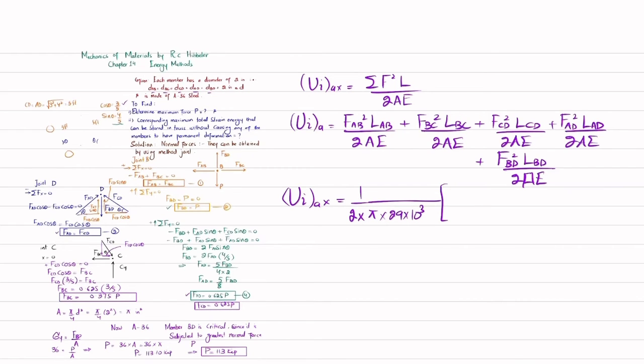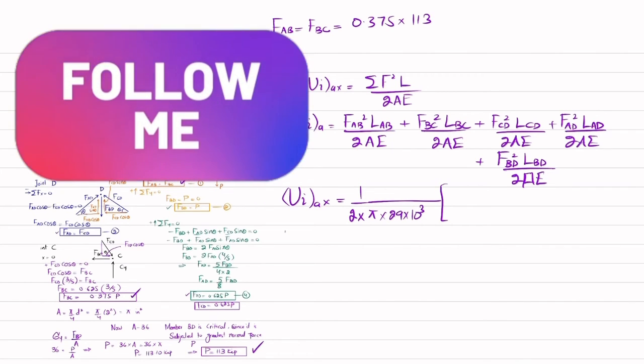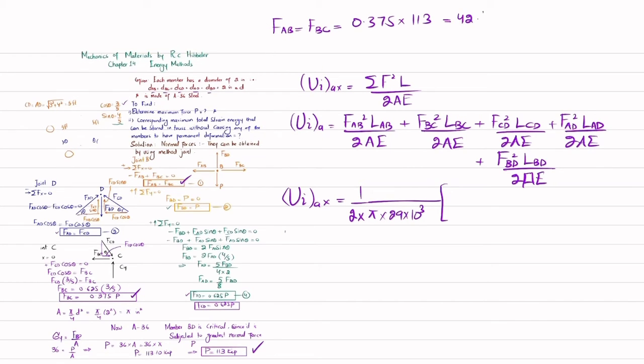You can see P is this one. So where is FAB? You can see FAB is equal to FBC, and FBC is 0.375 times P, where P is 113 kips, so FAB will be equal to 42.41 kip. Similarly, FAD is equal to FCD.